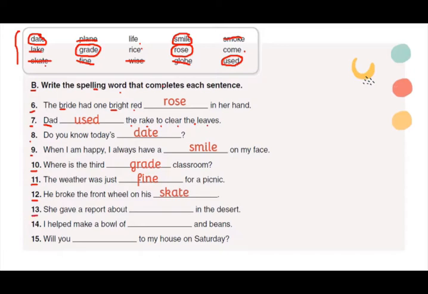Number 13, she gave a report about what in the desert? I have now life and rice and come. So she gave a report about life in the desert. Number 14, I helped make a bowl of what and beans? It's something related to food, and I have the word rice that goes in this sentence.